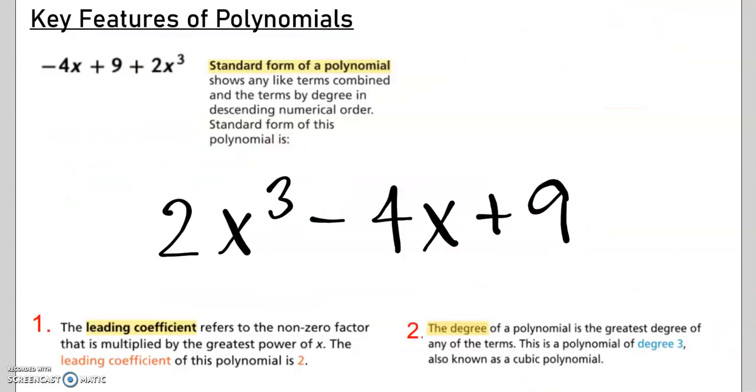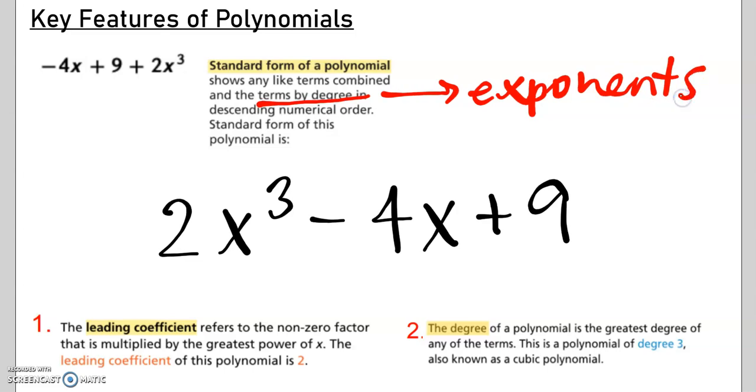Alright, so now let's talk about some key features of polynomials. Hopefully you've talked about standard form before. Standard form is when our terms are in order by their degree. So what is degree? Hopefully we've heard that word before, and we know that degree is another word for exponents. Okay, degree and exponents are the same thing. But when something's in standard form, those exponents need to be in descending order. They need to be from greatest to least, okay? So check out here, right, this expression.